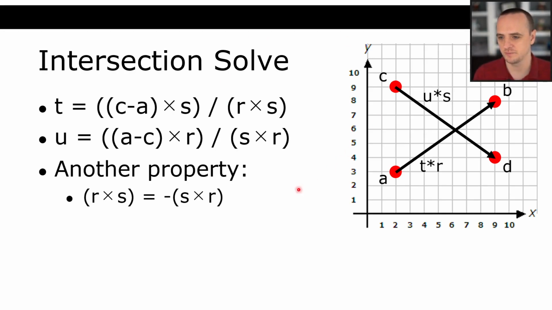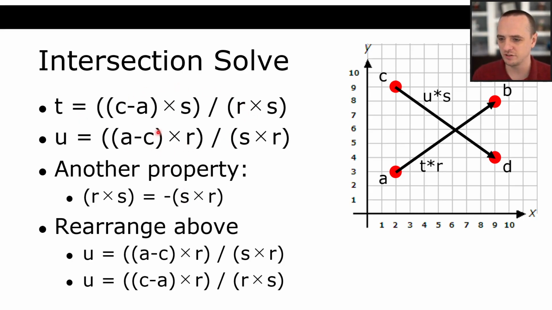Here's another property, is that r cross s is equal to negative s cross r. And the reason for that, if you go take the original formula, you'll see that that's pretty obvious, right? Because you've got a subtraction in the middle. So if you flip them, then you'd have to put the negative outside. It's pretty easy. So if r cross s is equal to negative s cross r, then we're going to apply a pretty cool thing to the above.